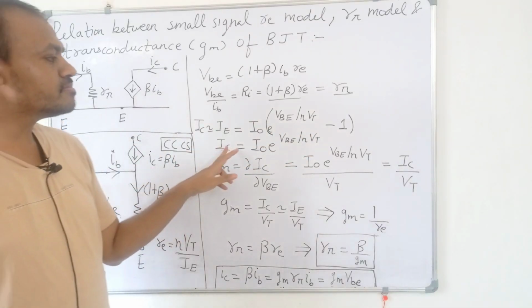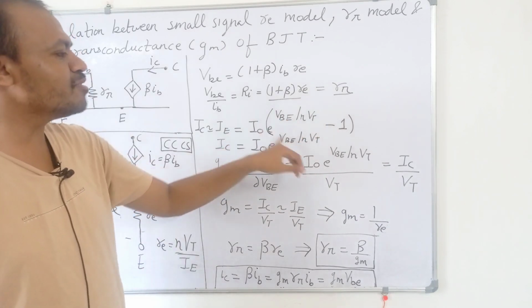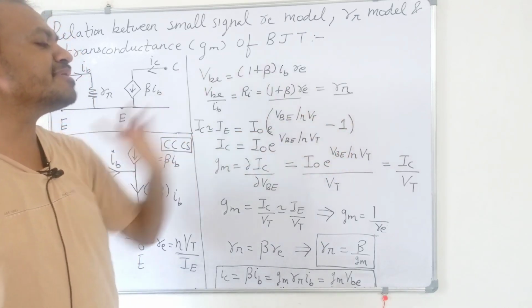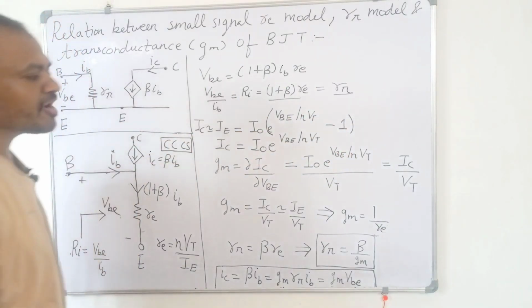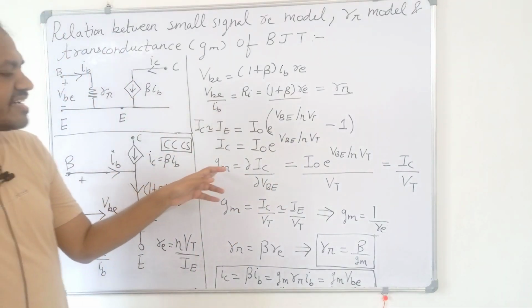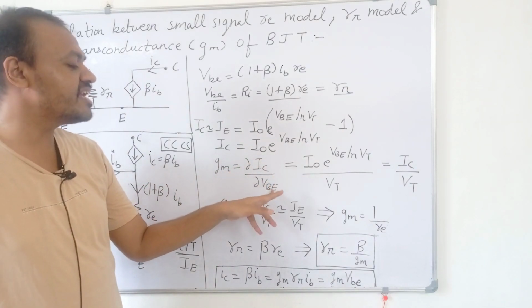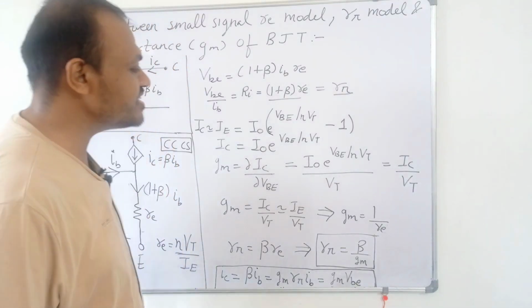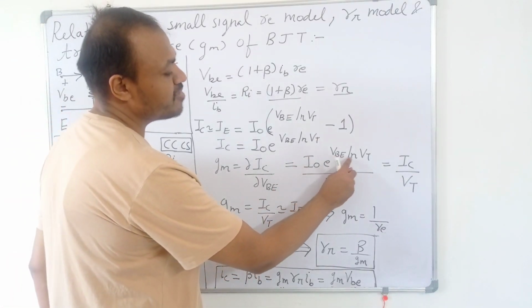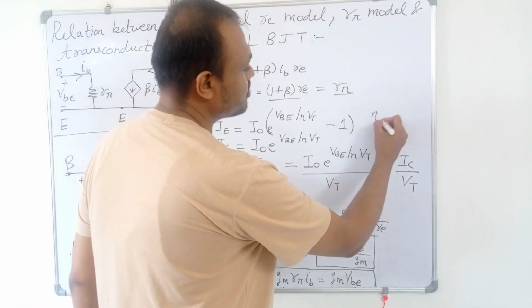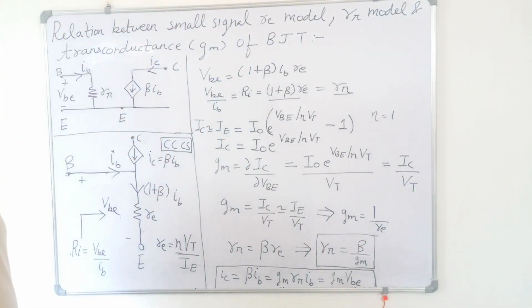Now this exponential term is much greater than 1, so the minus 1 can be neglected. So IC equals I naught e to the power VBE upon eta VT. Then the transconductance is given as delta IC upon delta VBE, the partial differentiation of the collector current with respect to the base to emitter voltage. If we differentiate it, we get I naught e to the power VBE upon eta VT, divided by eta VT. Eta is equal to 1 for silicon.